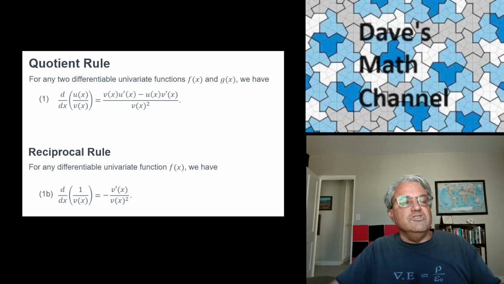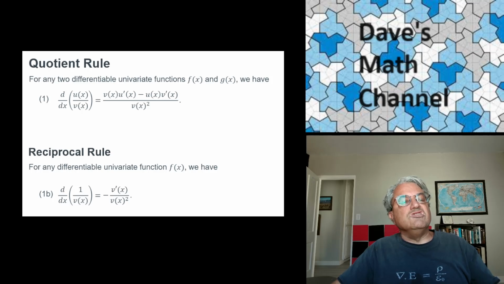I'm going to use a little different notation for my functions. I'm calling them u of x and v of x here. I think this is the usual notation. Just remember that u and v are just other names for functions. And I like to use u for the numerator and v for the denominator. It seems to be a pretty common convention. So here's what the quotient rule says. It says that the derivative of a quotient of two univariate functions, u of x over v of x, is equal to this expression here.